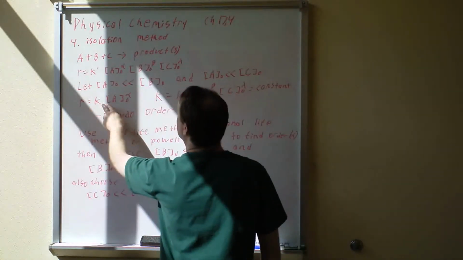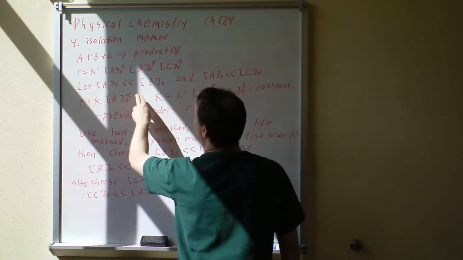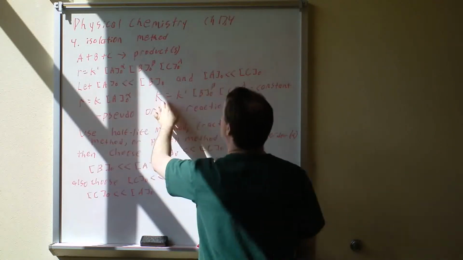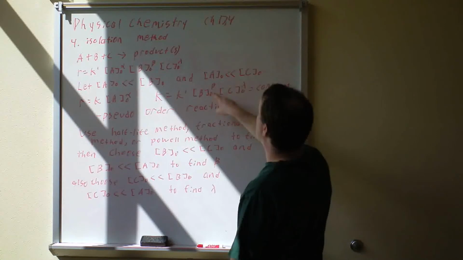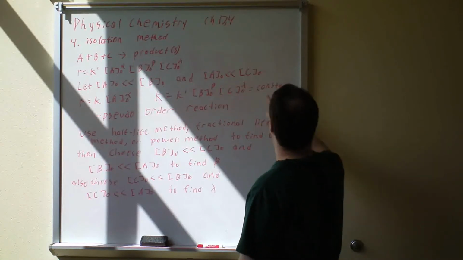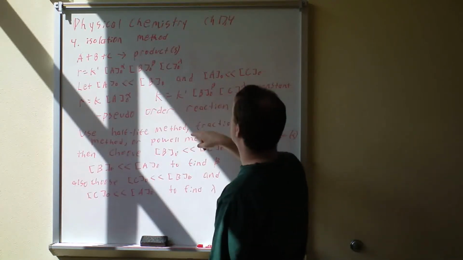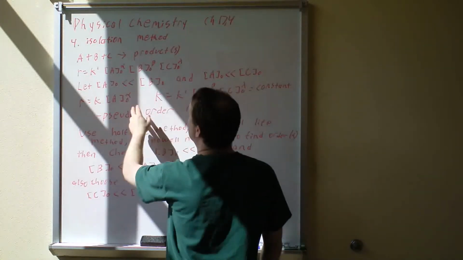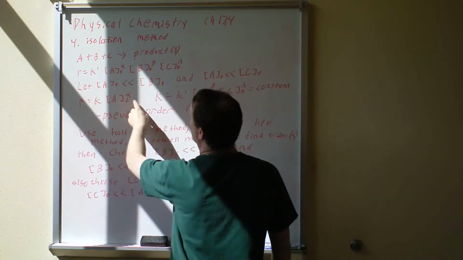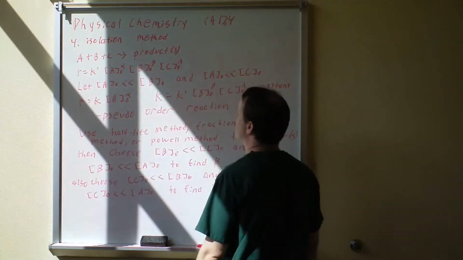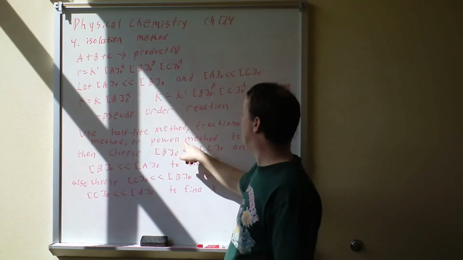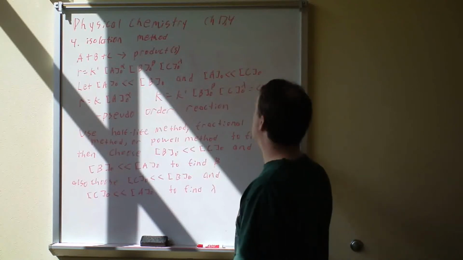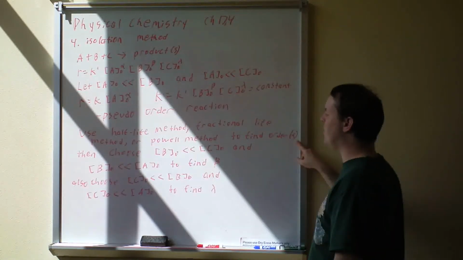So we have R is equal to k times A naught to the alpha. So this new constant k here is equal to all this other stuff we kept constant up here: k prime, B naught to the beta, C naught to the lambda. And all those are constant. So what we did was we made this a pseudo-order reaction. This is going to be an alpha order reaction. So then we just use the half-life method or the fractional-life method or Powell method to find the order of the reaction, and that'll give us alpha.